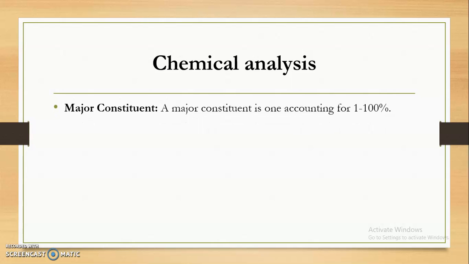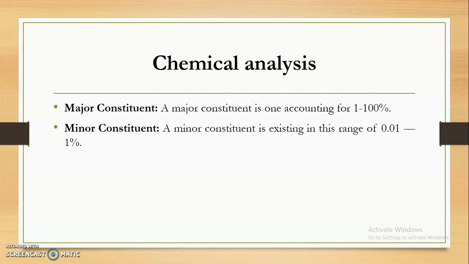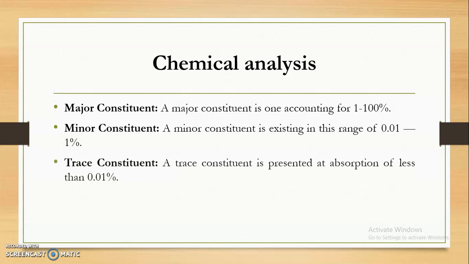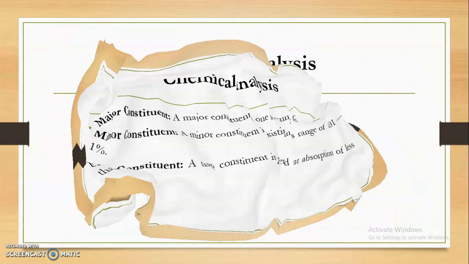Now we will define certain terms related to chemical analysis. Major constituent means one which accounts for 1 to 100% of our sample. For example, in a paracetamol tablet, the major constituent is paracetamol and excipients are the minor constituents. The minor constituent means what? They exist in the range of 0.01 to 1%. Trace constituents are nothing but the impurities. A trace constituent is present at less than 0.01% of the substance.